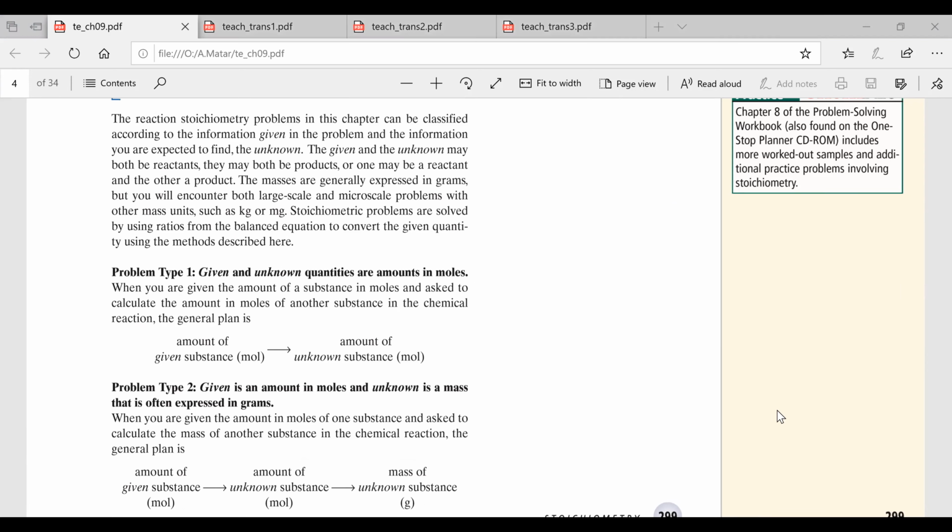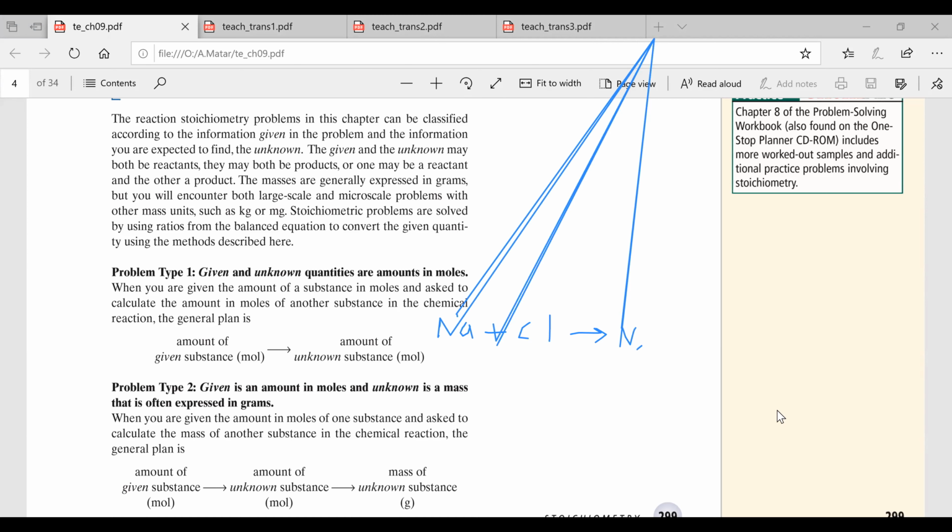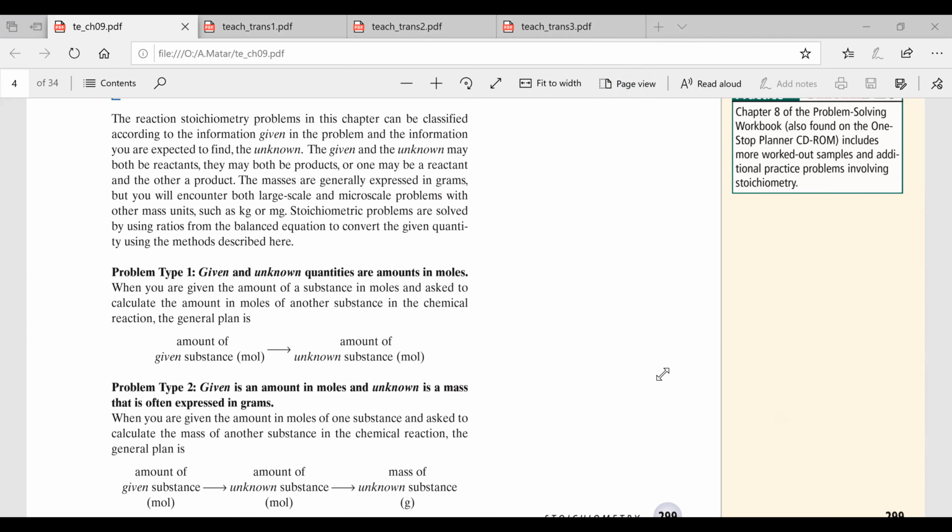For example, in this reaction, Na, sorry guys, Na reacts with chlorine, so it produces NaCl. We said that sodium reacts with chlorine to produce sodium chloride, NaCl. So I'm going to write it here. Okay, guys, so we said Na, what is the problem?